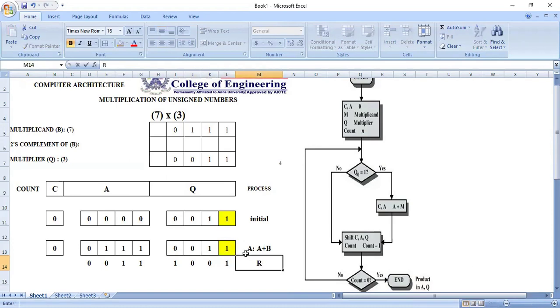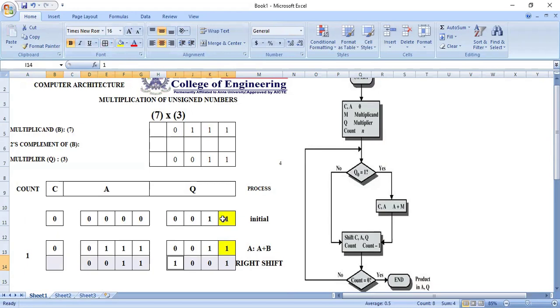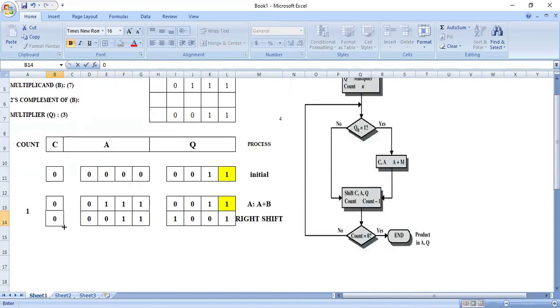So what are we performing here? We are performing a right shift. These two steps come under step number 1. The first count is over. Clear? So I repeat the process. Since Q naught is equal to 1, I performed A equal to A plus B. After that, I performed the right shift. Now this particular position is 0. If the position is empty, I fill it with the 0 value.